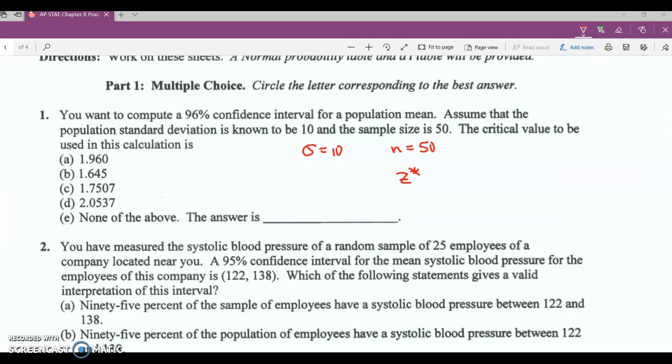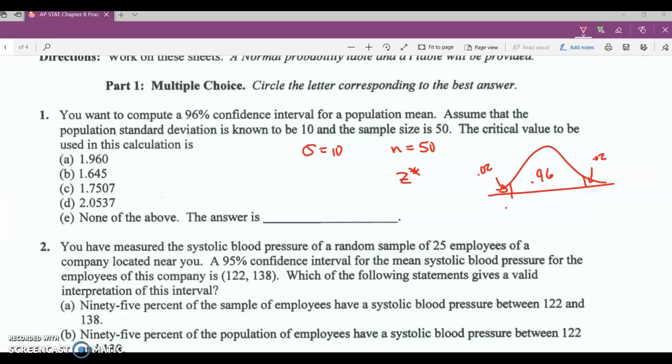We can flip to the textbook, to the table, and look up the 96% interval, or you can do an inverse normal test. If there's 96% of the data in the middle, that means there's 2% in either tail. So you're looking at either the second percentile or the 98th percentile.